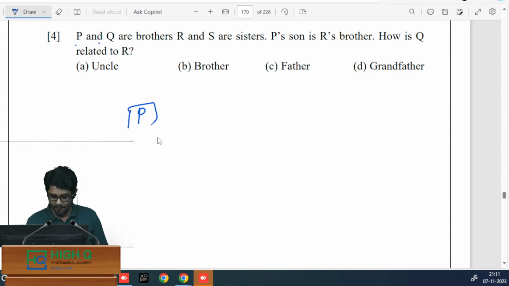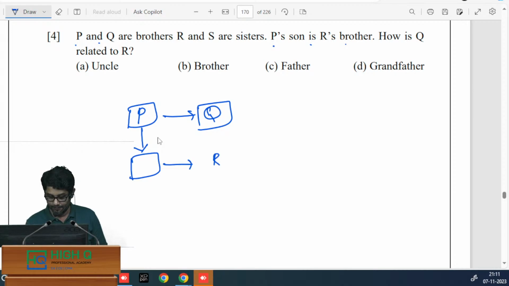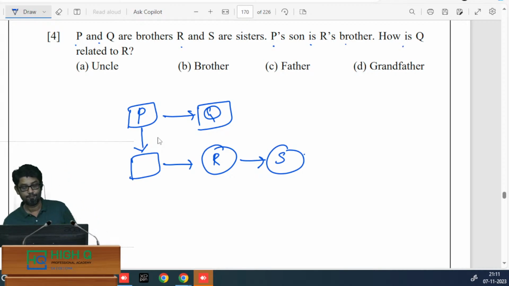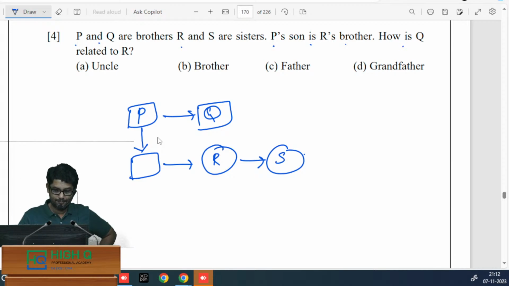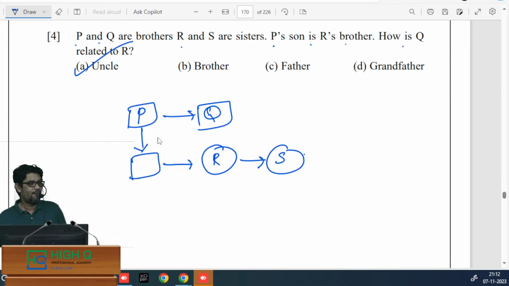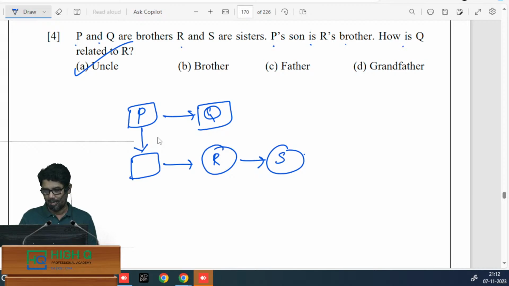P and Q are brothers. So gender is defined. P's son is R's brother. R and S are sisters. How is Q related to R? Yes, Aftab, brother. How is Q related to R? Uncle. Hey, we always call our uncle like that. Are we calling uncle? No. Mama, Mosa, Mosi. Yes. Uncle.